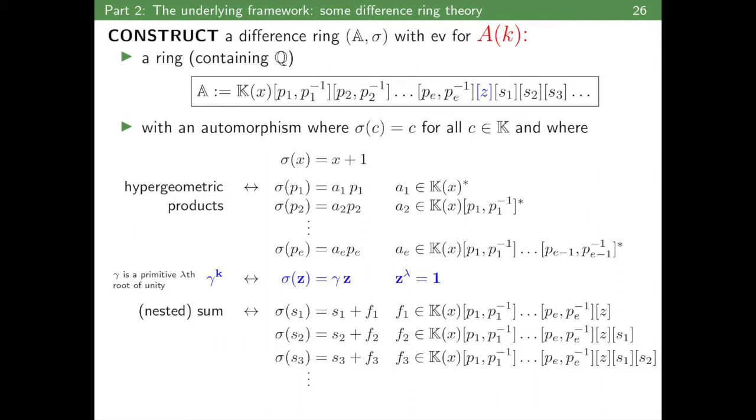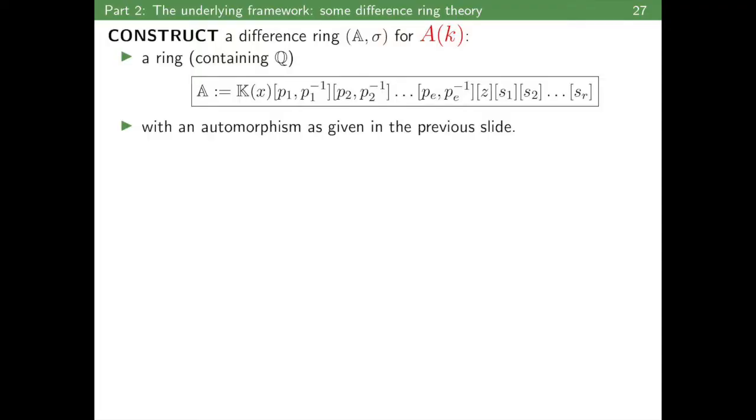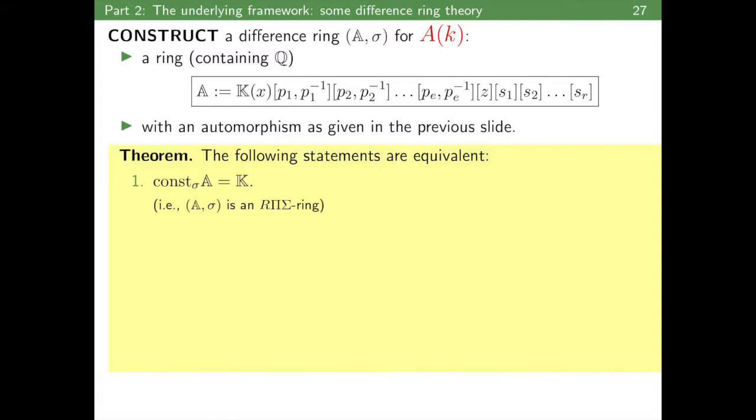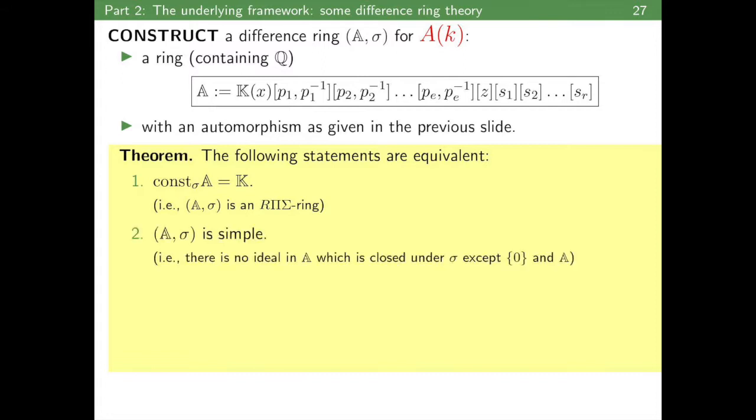Let's look again at our naive construction, joining just variables without taking care of constants. So let's look at this ring I've just naively constructed. Then I showed the following result of equivalences. Namely, the following statements are equivalent. The constants are not extended is equivalent to saying that the ring that I obtained is simple.